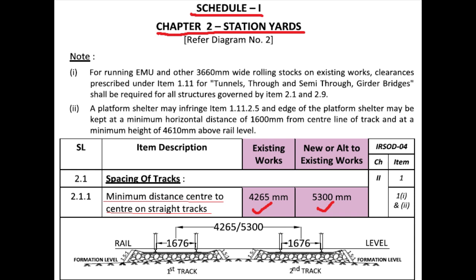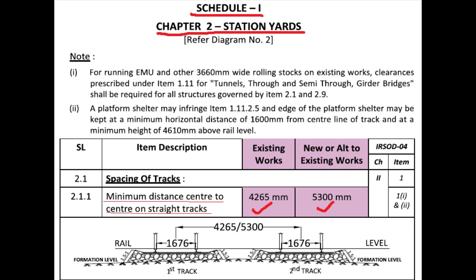Chapter 2 is station yards. Minimum distance center to center: existing works 4265 mm, and new works or alteration to existing works 5300 mm.